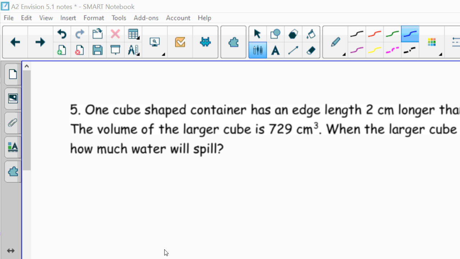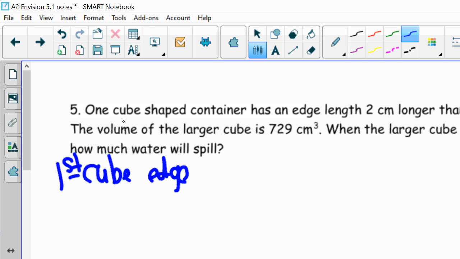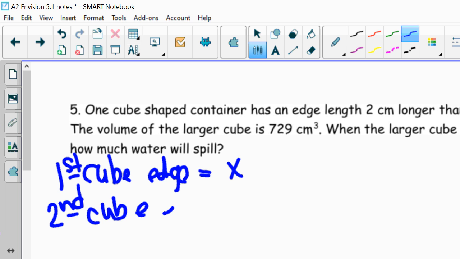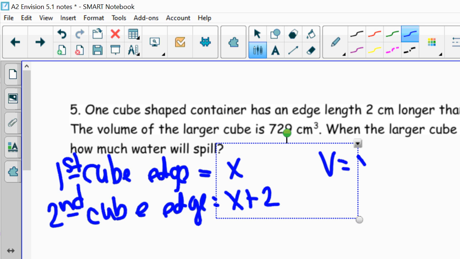All right, so they talk about the edge of the cube. So I'm going to say the first cube edge, I'm just going to call it x. Okay? So then my second cube edge, it tells me is 2 centimeters longer than the first one. Okay, so I could say x plus 2. Now volume of a cube, okay? Since a cube all the sides are the same, then remember volume is length times width times height. So the volume of my first cube is going to be x cubed. Okay? So the volume of my second cube is going to be x plus 2 quantity cubed.